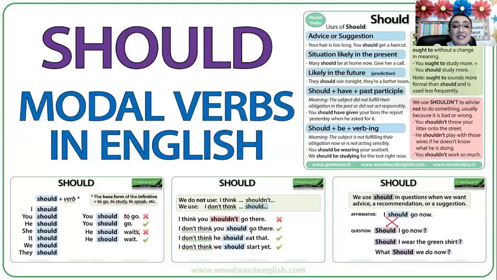And remember that this should is going to be used in order to give some advice or suggestions. The most important function of this modal verb. And we are going to have this modal verb in order to talk about situations, likely in the present, likely in the future, with past participle and with ing. And we are going to be using this should with ought to as synonyms.